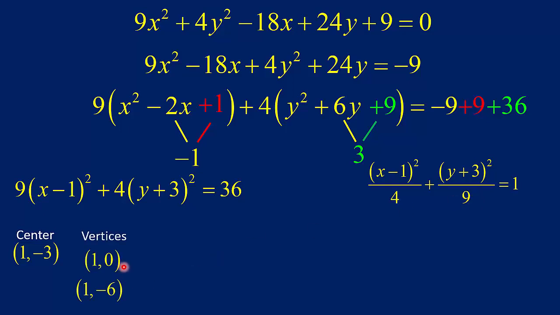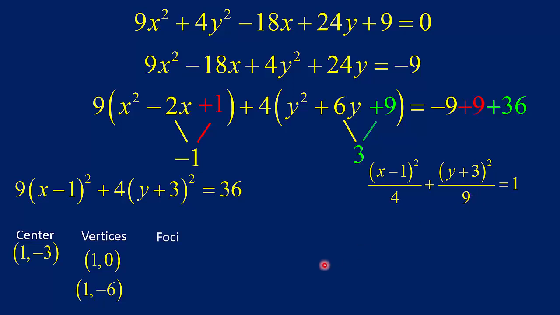So here we go for the vertices. The 1 stays the same, the x. However, I take -3 and I add 3 to it to get one vertex, and then I subtract 3 from it to get the other vertex. See? -3 plus 3, -3 minus 3. And I get the 3 from the square root of this 9.